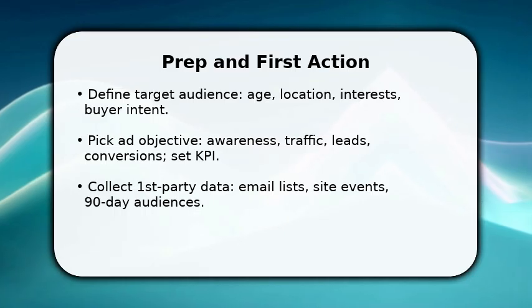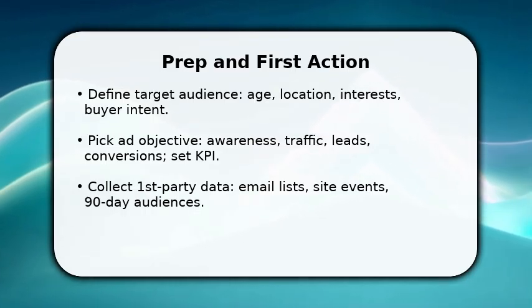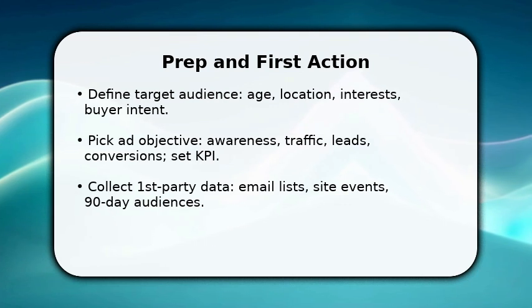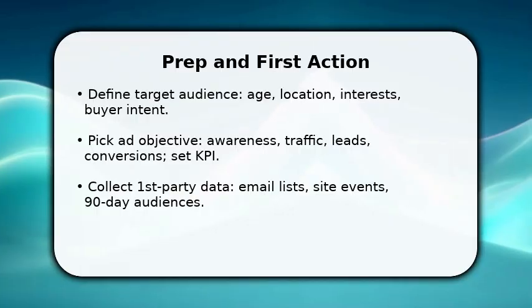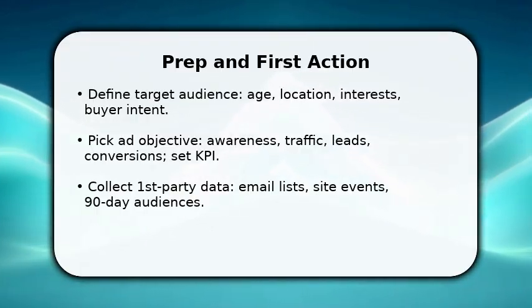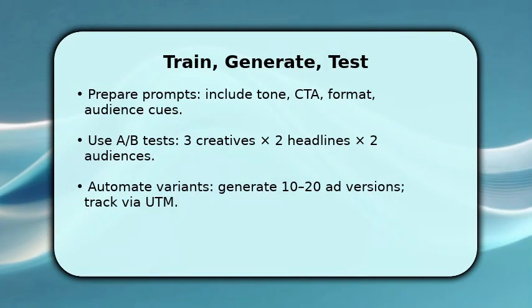Make sure to label data consistently and include negative examples. That prevents bad correlations and speeds up the next steps. Now you train and iterate. Craft prompts that specify tone, CTA, format, and audience so the AI generates usable ads.